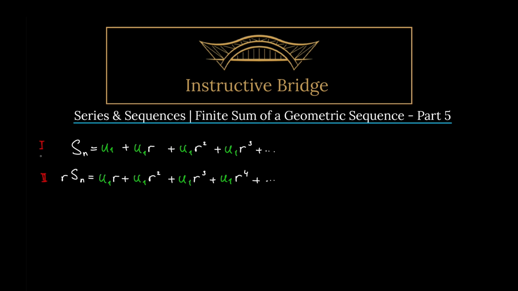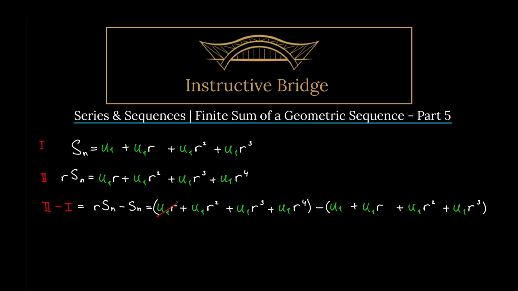So now we have two expressions for the sum. And suppose we take the second one and subtract the first one. So basically, we take r times Sn and subtract Sn. You can probably notice that most of the terms will cancel out, like the ones I'm crossing out right now. However, the ones left would be the last term of our geometric series and the first term u1.